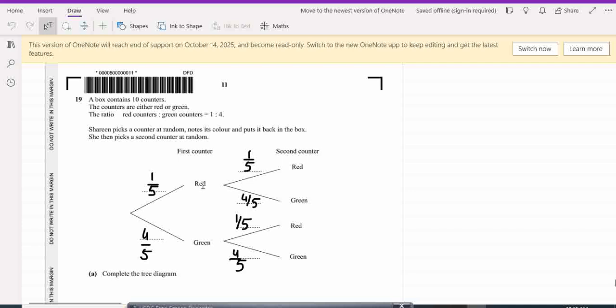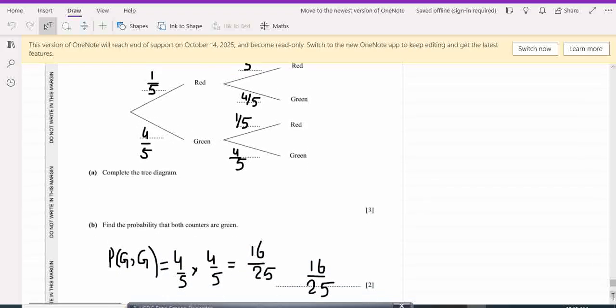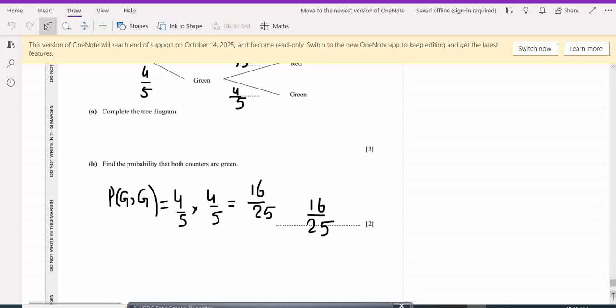Now this is the first counter. After noting the color, she puts it back, so the total number of counters remains the same. If the first is red, she puts it back, so again there is the same number of counters. For the second counter to be red, its probability remains 1/5 and green 4/5. The probability remains the same because she puts it back after noting the color. We have completed it.